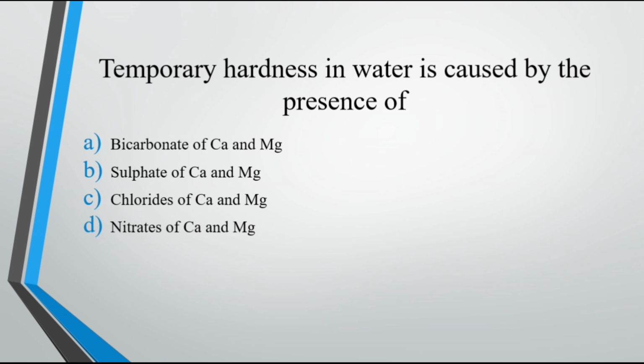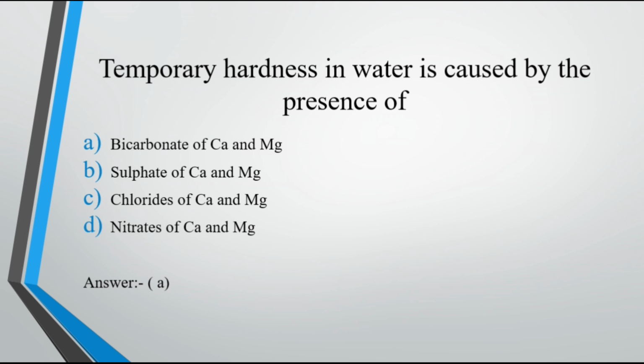The next question, temporary hardness in water is caused by the presence of option A, bicarbonate of calcium and magnesium, option B, sulfate of calcium and magnesium, option C, chlorides of calcium and magnesium, and option D, nitrates of calcium and magnesium. So the correct answer is option A, bicarbonates of calcium and magnesium.